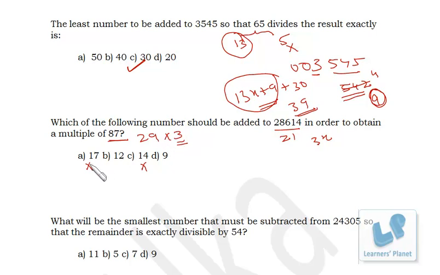Okay, so here 17 and 14, both of them are eliminated because this number is a multiple of 3, and 17 and 14 are not multiples of 3. So if you add this to this, you will not get a multiple of 3. If you do not get a multiple of 3, the number will not be a multiple of 87, because 87 is nothing but a multiple of 3, right? So we eliminated these two. Okay, now whether you add 9 or whether you add 12, in both cases the final result will be divisible by 3.